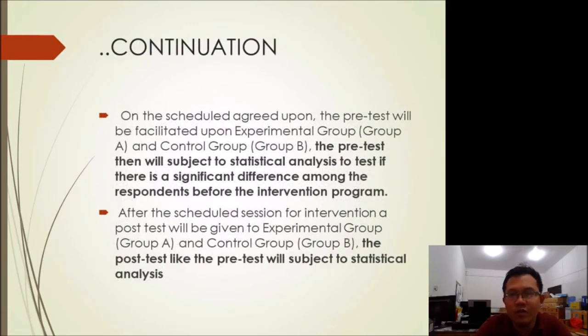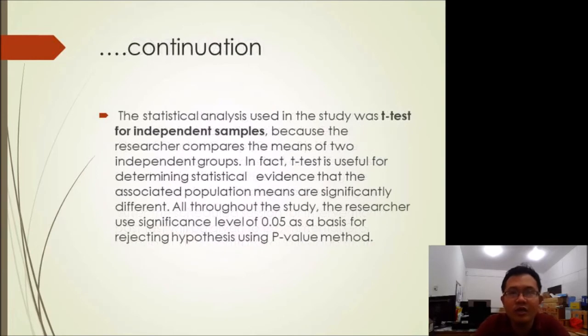Then we subject it to statistical analysis to test if there is a significant difference among the respondents before the intervention program, as well as with the post-test, in order for us to identify whether there's an improvement after the intervention. The statistical analysis that we use here is the t-test for independent samples because the two groups, controlled and experimental, are independent from one another. That's why it is advisable to use the t-test for independent samples.